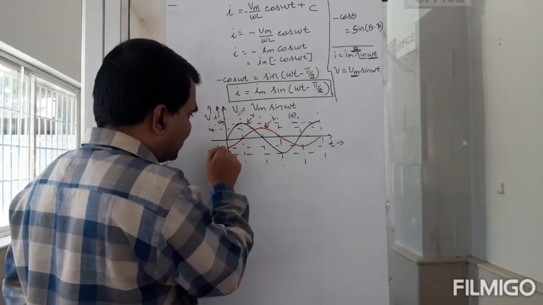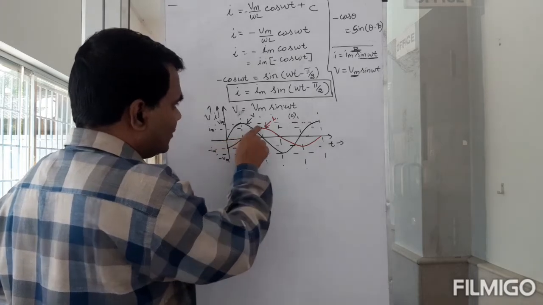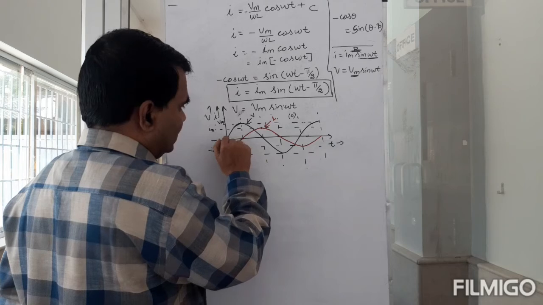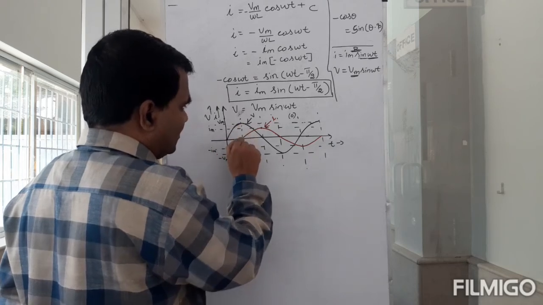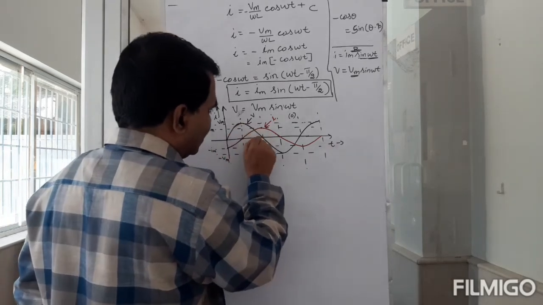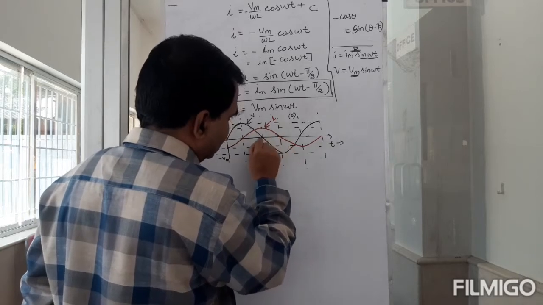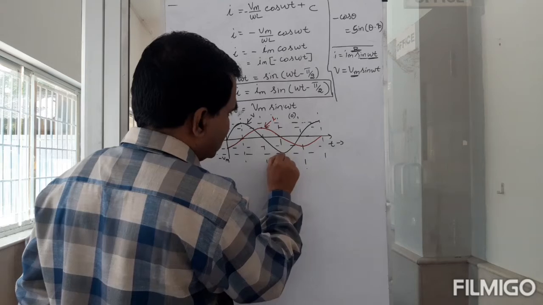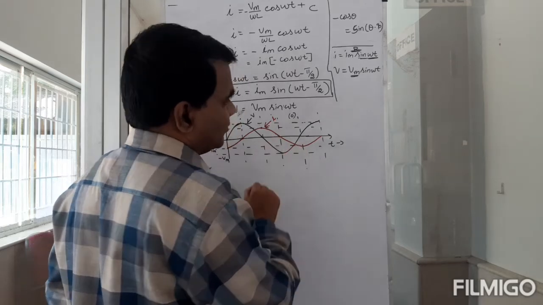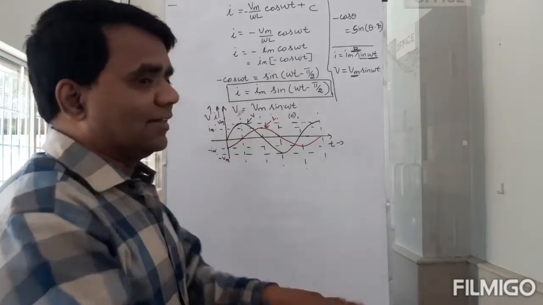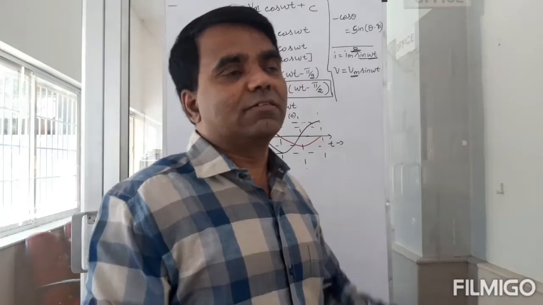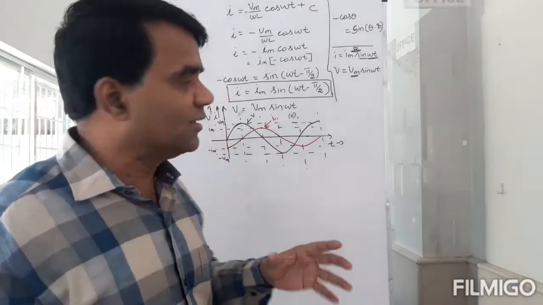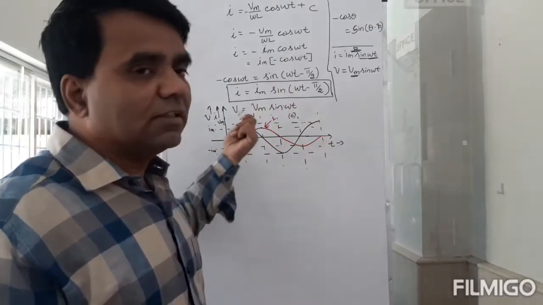First it reaches the maximum, then it reaches the maximum. First it reaches 0, then it takes a little more time to reach 0. First it reaches this maximum, then that maximum. First it reaches this 0, then that 0. First it reaches this minimum, and then it reaches its minimum. So you see, it is lagging, it is coming behind the voltage. So in an inductor circuit, you say that the current lags the voltage.